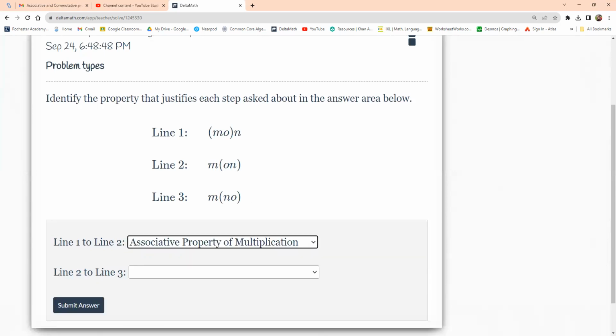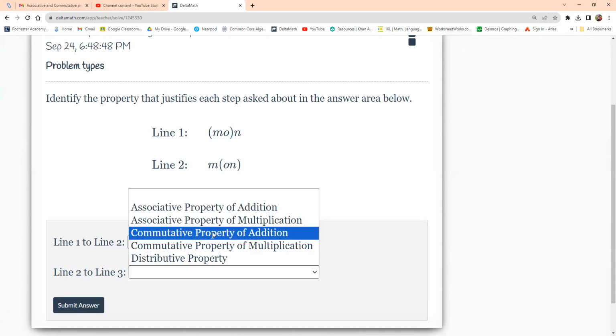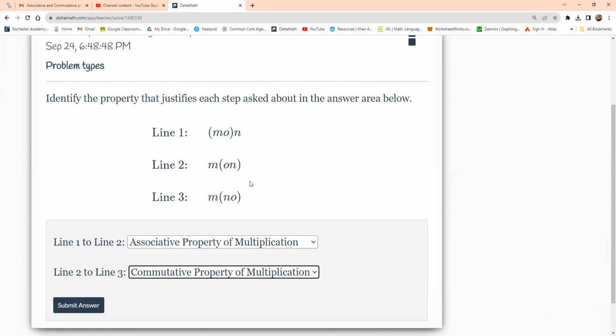And then within the parentheses, it was O-N, now it's N-O. So we reversed the order of these 2 variables. So that's an example of the commutative property of multiplication. We just reverse the order. Remember, when you commute into work and then you turn around and go home from work, that's an example of a commute, the commutative property. When you regroup and you no longer associate with this variable, now you're associating with this variable, that's the associative property. And when you get rid of the parentheses altogether, that's the distributive property. Okay, let's submit this.